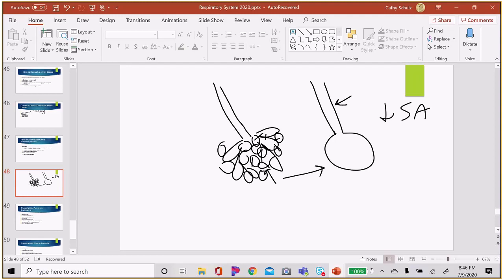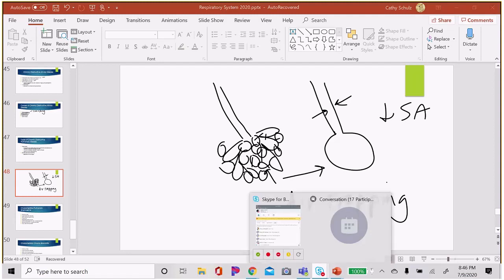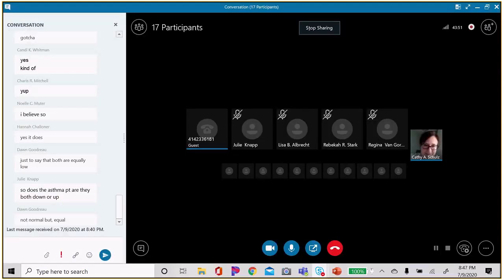The other thing is there can be airway collapse with any obstructive disorder, which means there's air trapping. And air trapping increases pressure in the chest. What happens if we increase pressure in the chest?